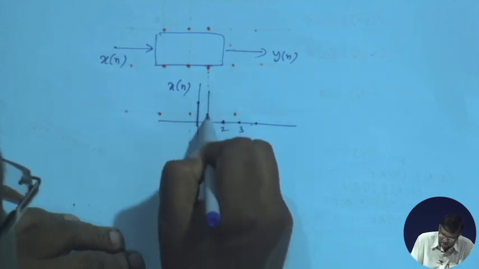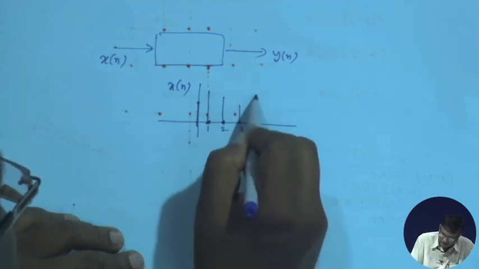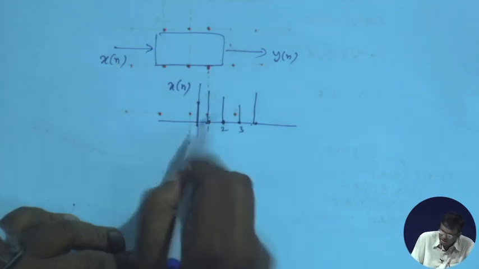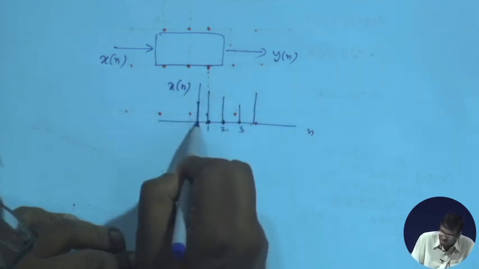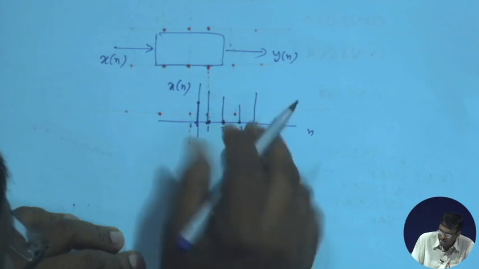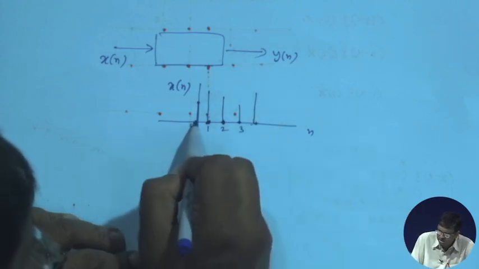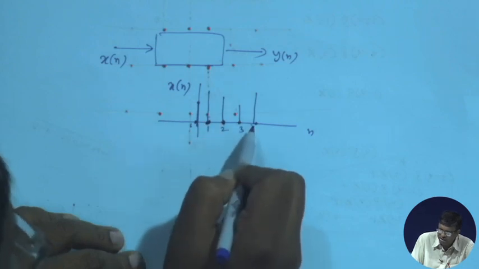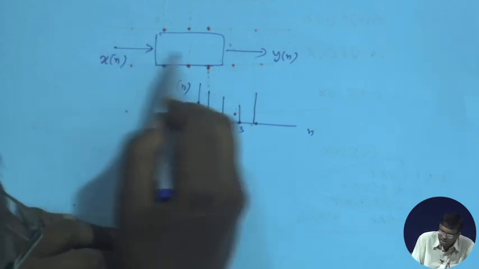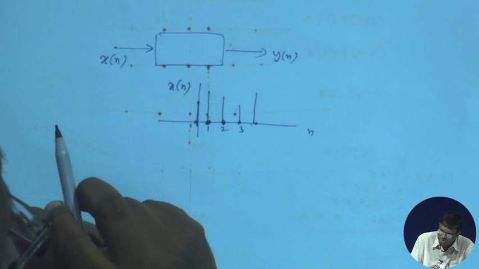Suppose it is like this. I am writing it as a function, as a sequence. So this is 0, 1, 2, like that, but it is actually a time sequence. In terms of time, it is 0, capital T, 2T, 3T, like that. And this sequence is given here, and you are getting an output.